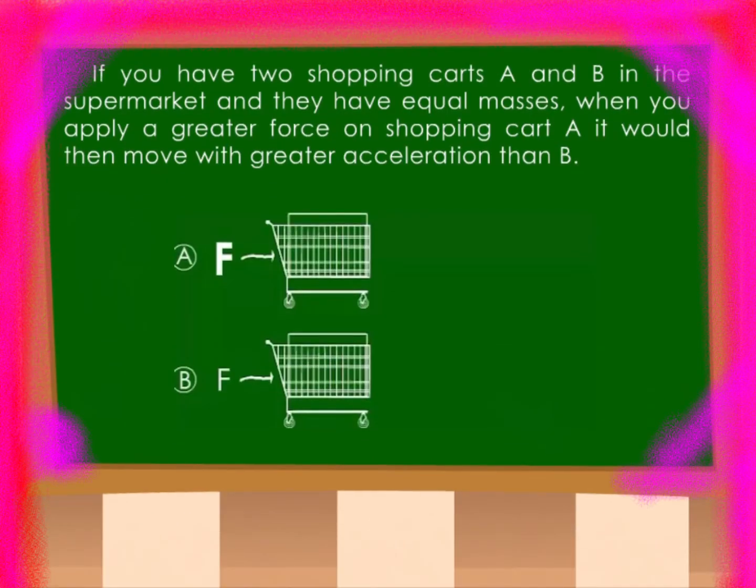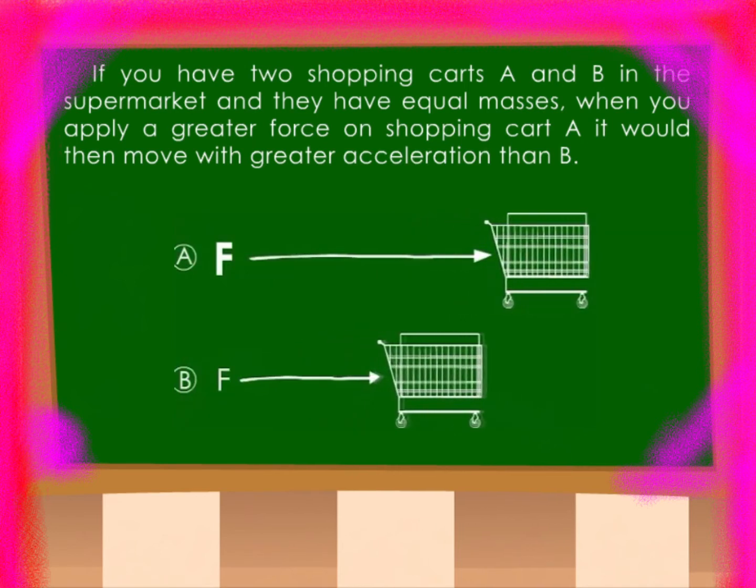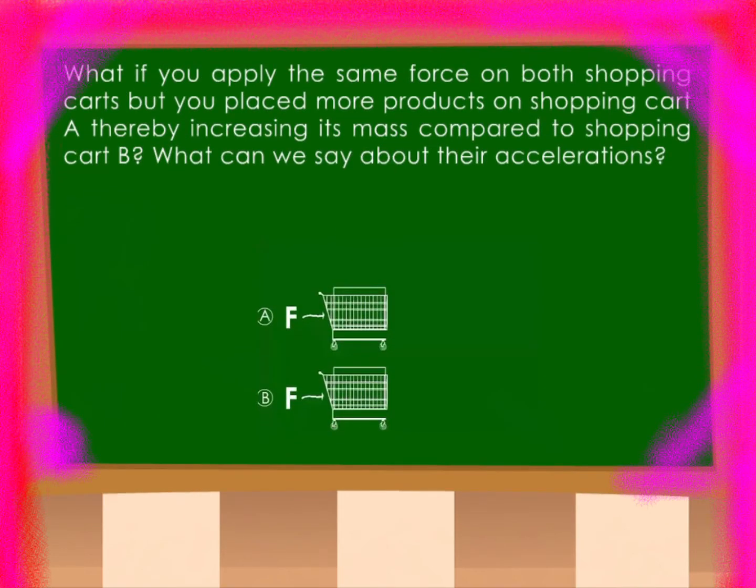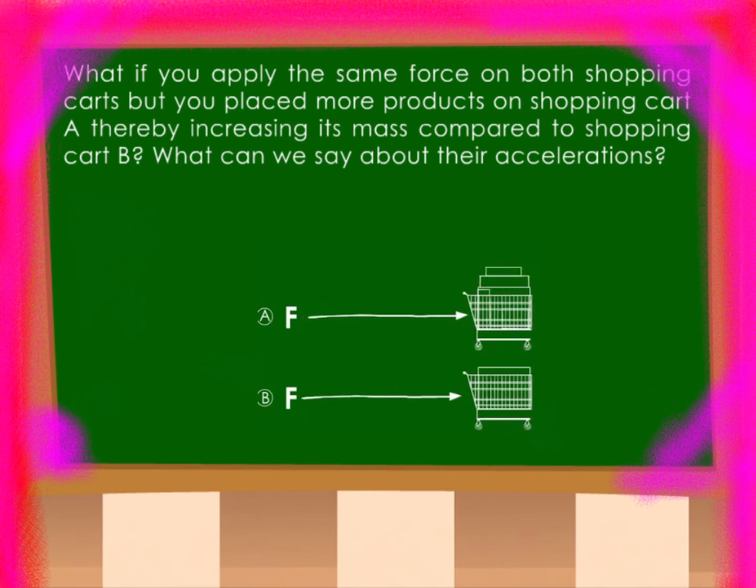If you have two shopping carts, A and B, in the supermarket, and they have equal masses, when you apply greater force on shopping cart A, it would then move with a greater acceleration than B. What if you apply the same force on both shopping carts, but you placed more products on shopping cart A, thereby increasing its mass compared to shopping cart B? What can we say about their accelerations?